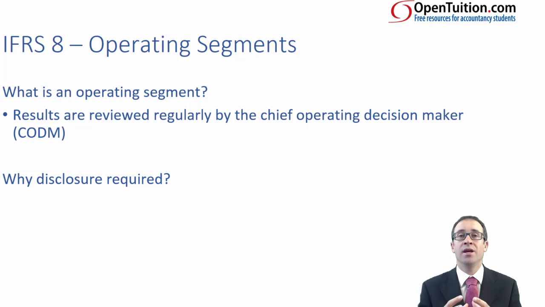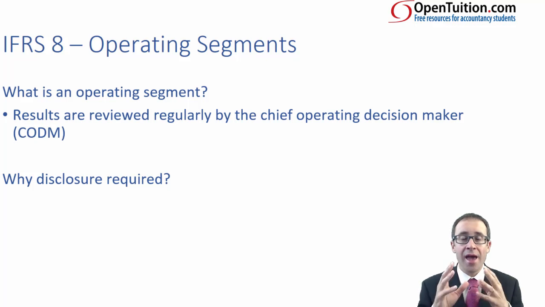So what they've done there is they've referred to it as the chief operating decision maker, who makes the ultimate decisions, who essentially is in control of the overall business. And if that person who is in control of the overall business regularly reviews the results of an entity within the group, then that is an operating segment. And therefore, there is potential for that operating segment to be disclosed separately.